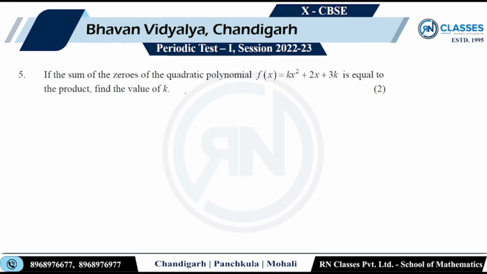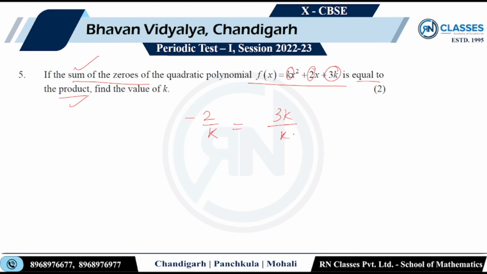He says if the sum of zeros of the quadratic polynomial is equal to the product. So sum of zeros, I can write using the coefficients, right? So minus 2 divided by k. Or I should say negative of coefficient of x, which is 2, divided by coefficient of x square, which is k. Now this sum is equal to the product. So let me write the product, constant term, which is k, divided by coefficient of x square, which is k.